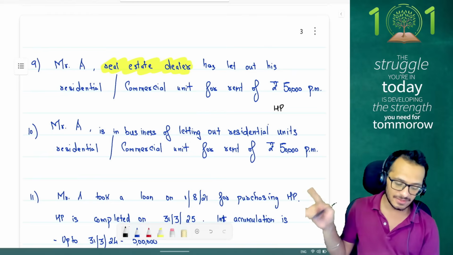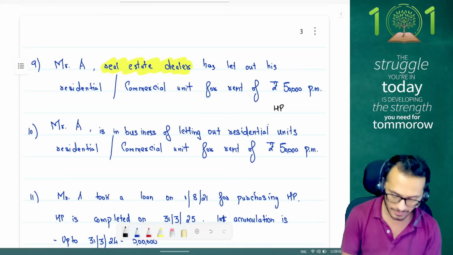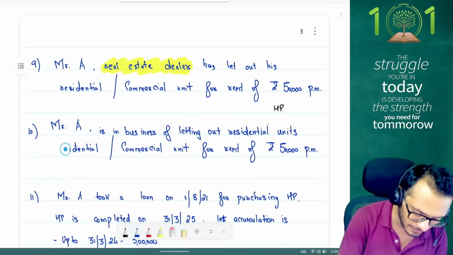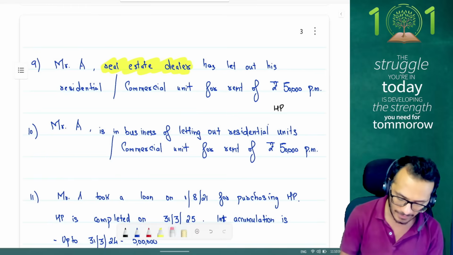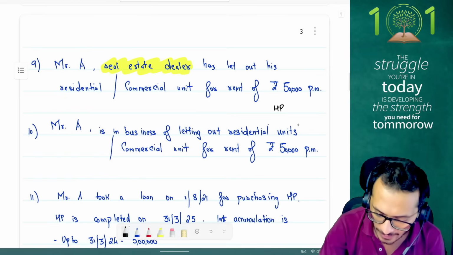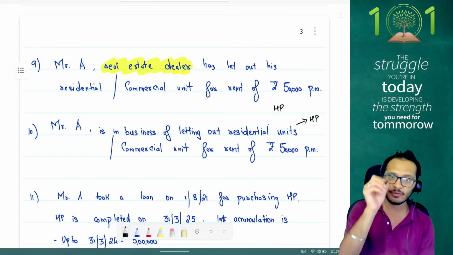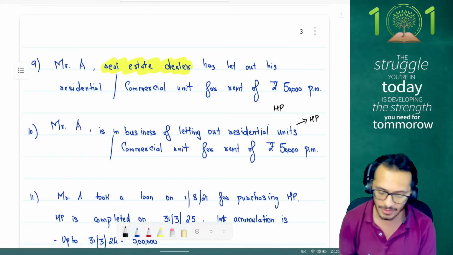Whereas if Mr. A is in the business of letting out residential units or commercial units, then in that case, what happens, people? If I'm in the business of letting out residential units, the current year amendment comes and clarifies this is also going under the HP chapter. Even if you are in the business of letting out, it is taxable under the HP chapter.